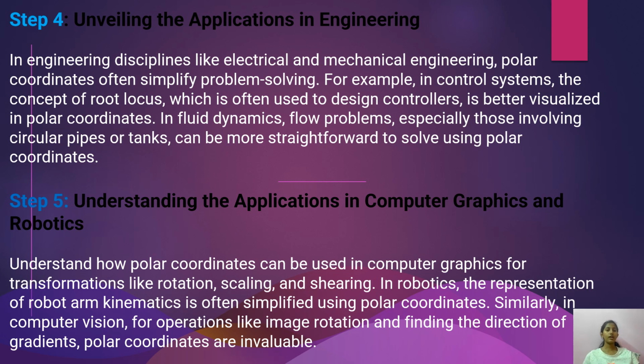Step 5. Understanding the applications in computer graphics and robotics. Understand how polar coordinates can be used in computer graphics for transformations like rotation, scaling, and shearing. In robotics, the representation of robot arm kinematics is often simplified using polar coordinates. In computer vision, for operations like image rotation and finding the direction of a gradient, polar coordinates are invaluable.